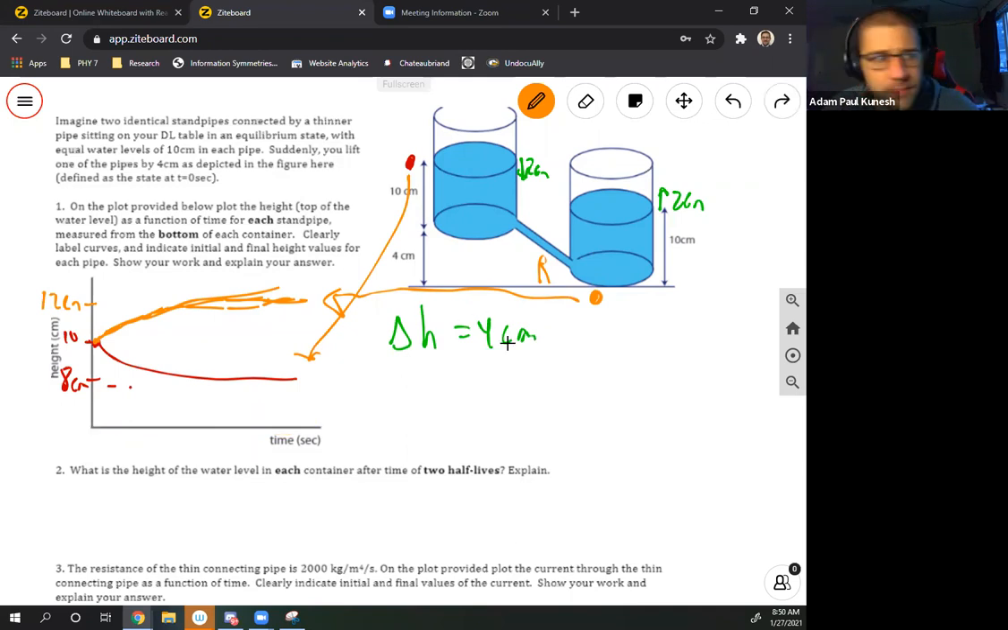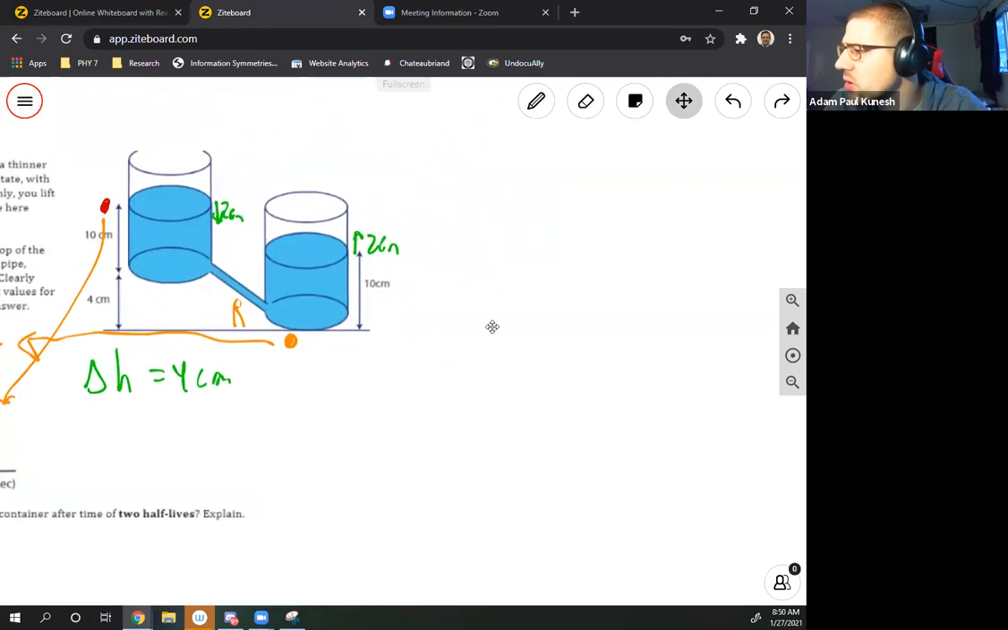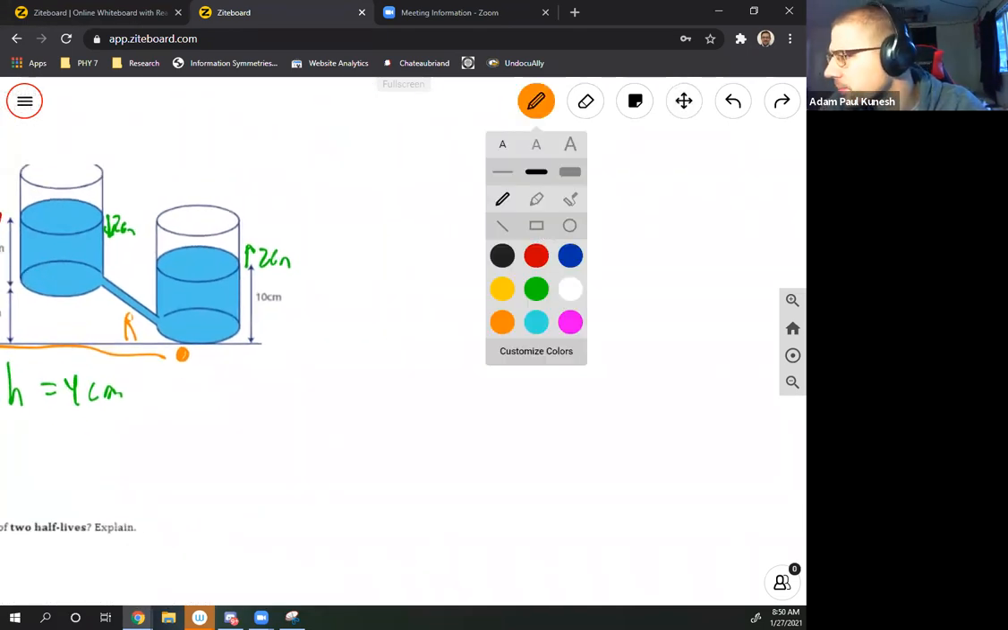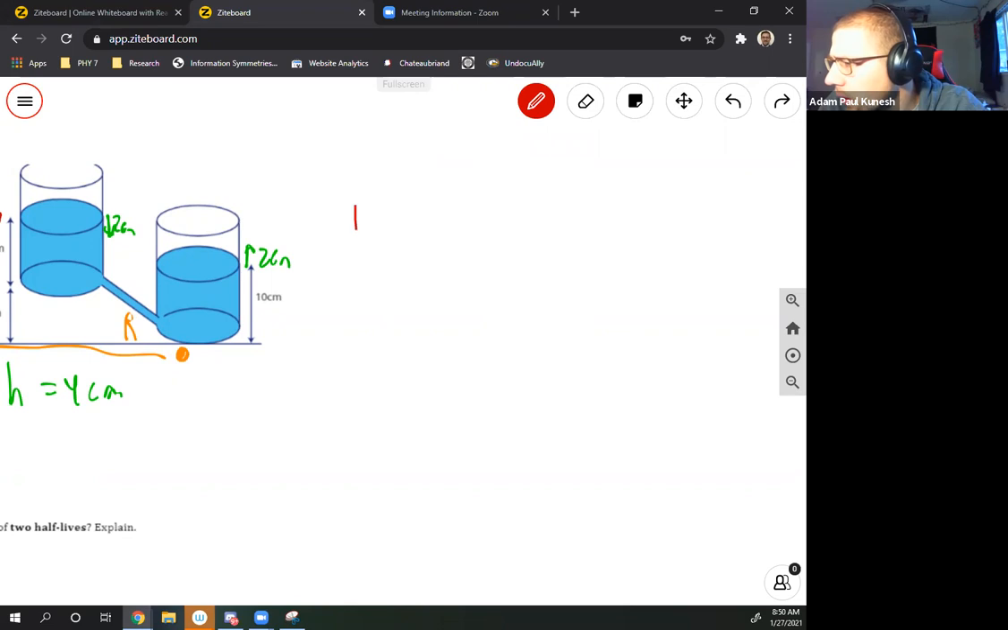As a reminder, how do we know it asymptotes to 12 and 8? Okay, I've got a question coming in. Let's address this. How do we know it asymptotes to 12 and 8? So the asymptote describes the equilibrium height of the final setup. So to draw this picture a little bit more accurately, here we go. Here is 10, which means 4 would be about this tall.